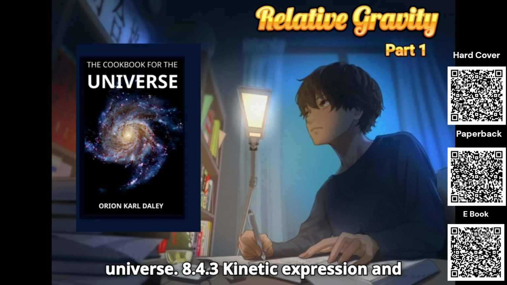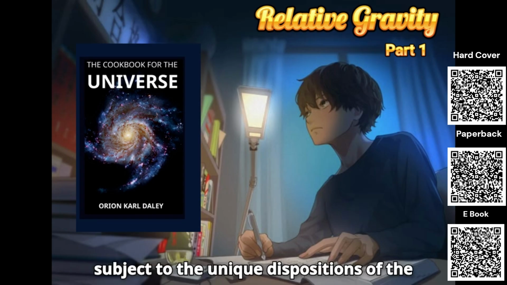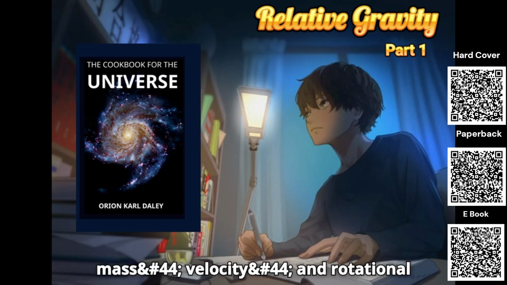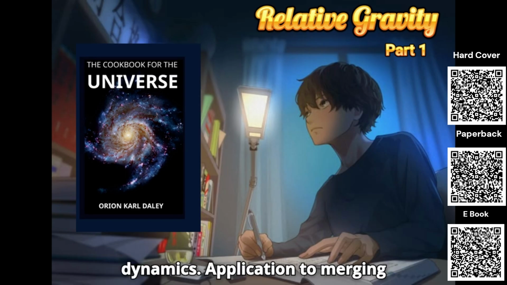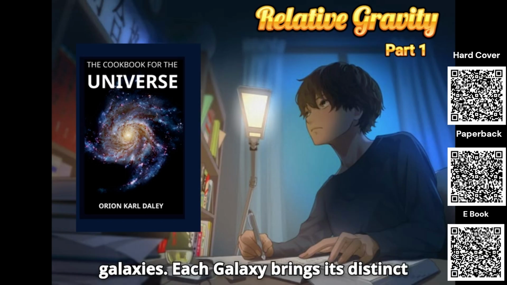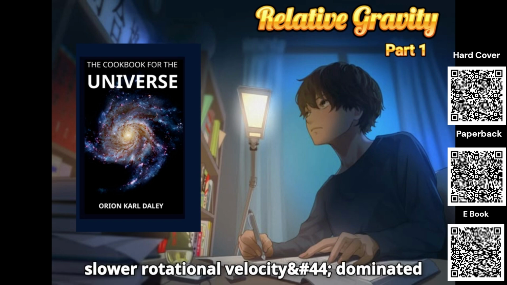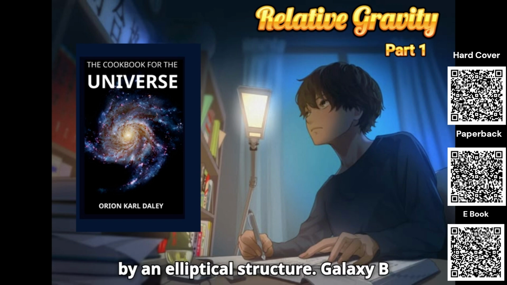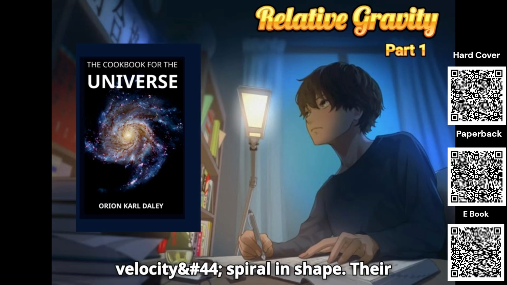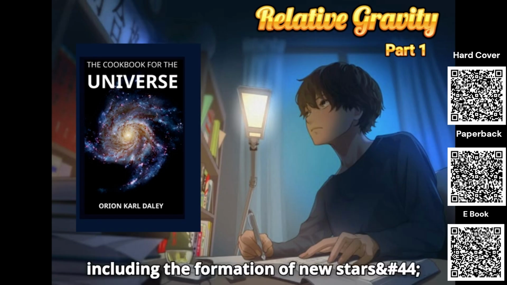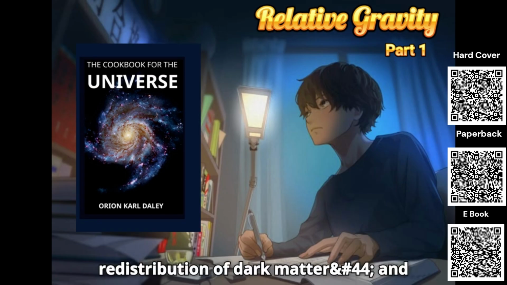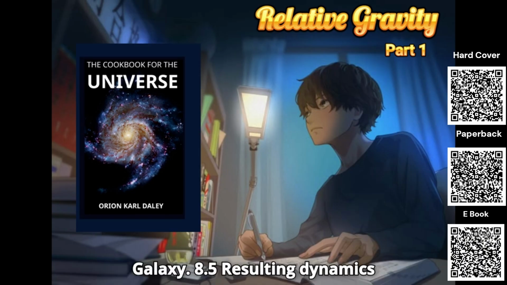8.4.3 Kinetic Expression and Unique Dispositions. Definition and context. The kinetic expression in RG is subject to the unique dispositions of the interacting bodies, reflecting their inherent characteristics such as mass, velocity, and rotational dynamics. Application to merging galaxies. Each galaxy brings its distinct disposition. Galaxy A: larger mass, slower rotational velocity, dominated by an elliptical structure. Galaxy B: smaller mass, faster rotational velocity, spiral in shape. Their unique dispositions influence the resulting dynamics of the merger, including the formation of new stars, redistribution of dark matter, and the final configuration of the resulting galaxy.